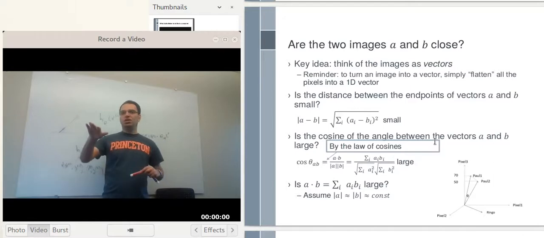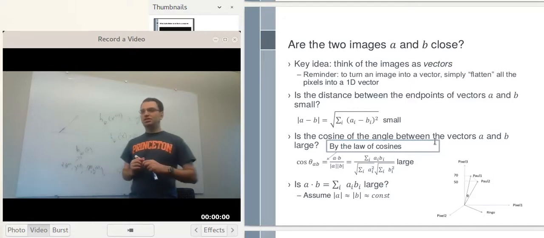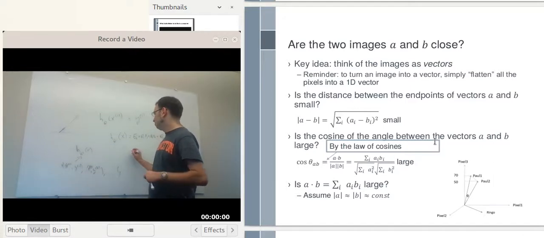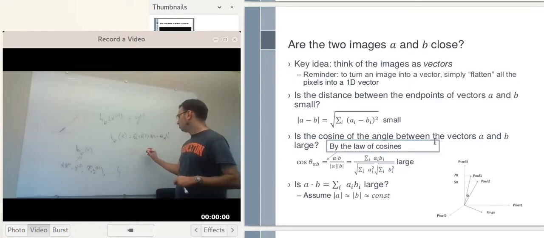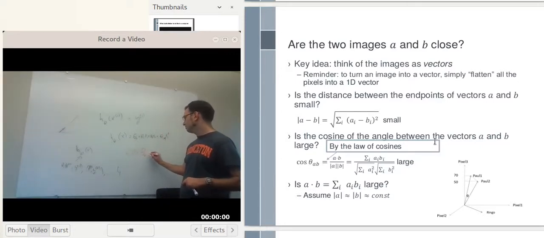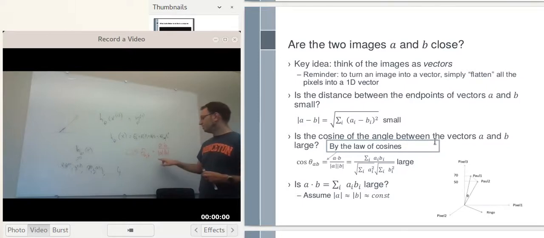So I want to now take a closer look at the cosine formula. So the formula is cosine, so this would be A dot B, and this would be the magnitude of A times the magnitude of B. So this is the cosine.